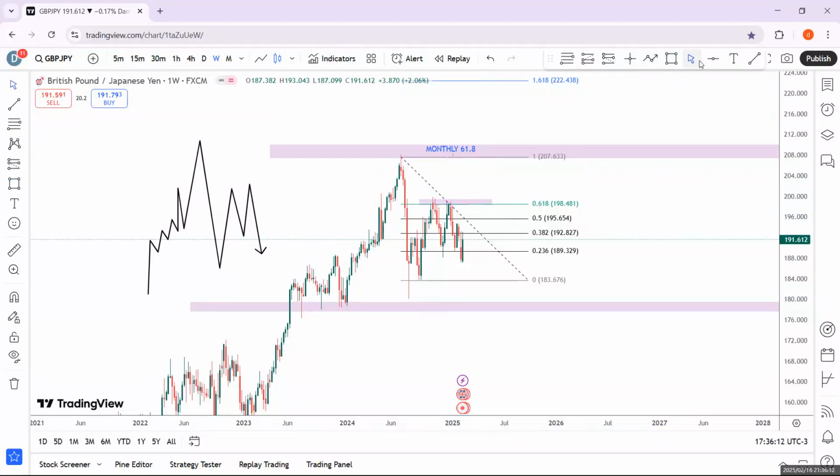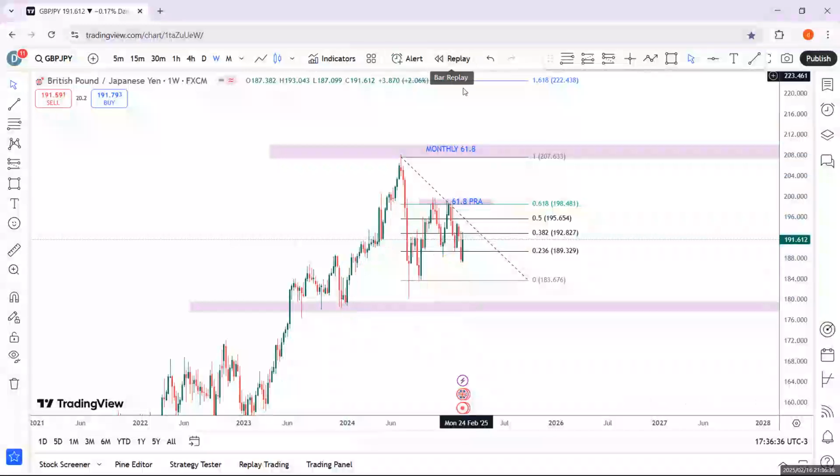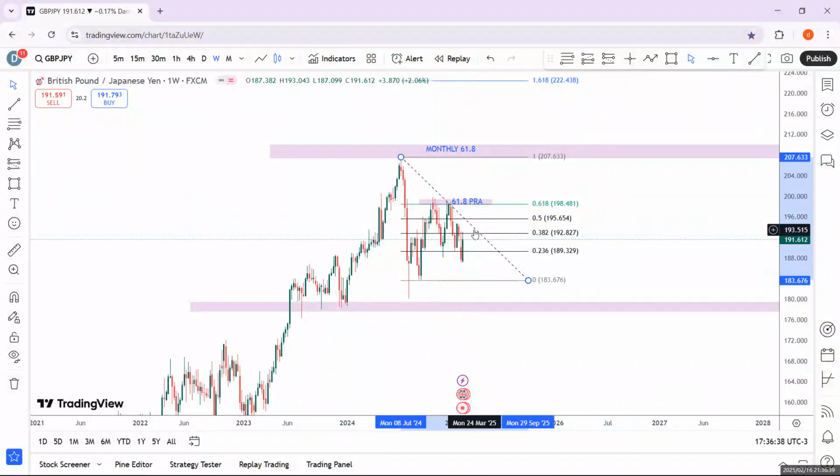So this is what the 61.8 level right here identified. This is what the monthly 61.8 PRA, known as a potential reversal area, is. Now we have seen this movement, a break of this bullish structure. Price hits the first PRA, hits the second PRA, and price is going to run to as much as this support level. Okay, so now that that has been figured out, what are we going to do?